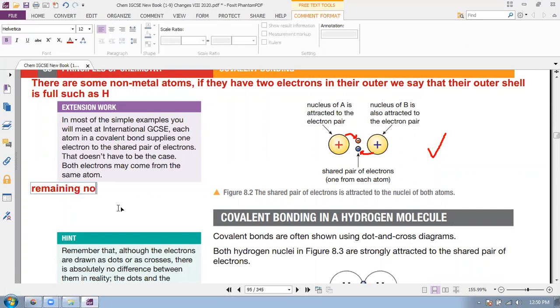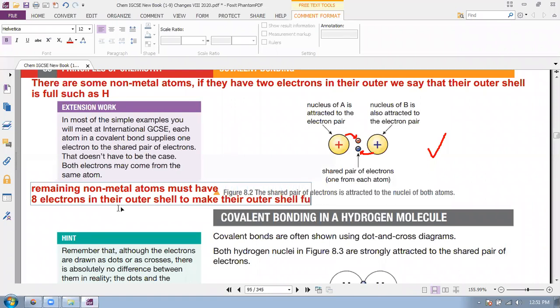Remaining non-metal atoms must have 8 electrons in their outer shell to make their outer shell full, such as oxygen, chlorine, nitrogen. They must have 8 electrons in their outer shell, and they want to make their outer shell full. Remember this, they want to make their outer shell full, and it helps to form covalent bonds.